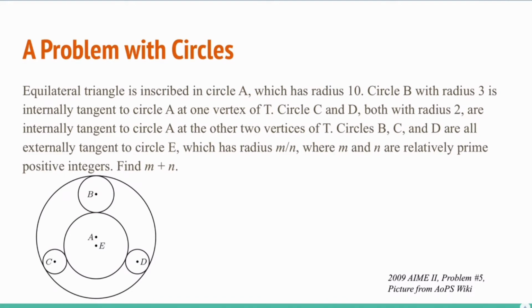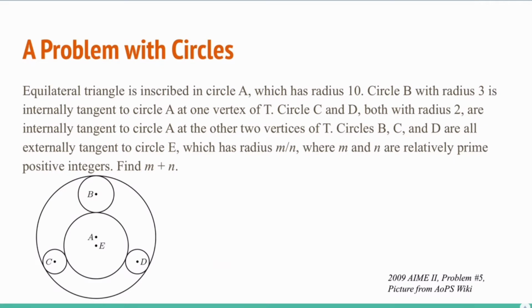Now let's do a problem that involves many circles. An equilateral triangle T is inscribed in circle A, which has radius 10. Circle B with radius 3 is internally tangent to circle A at one vertex of T. Circles C and D, both with radius 2, are internally tangent to circle A at the other two vertices of T.